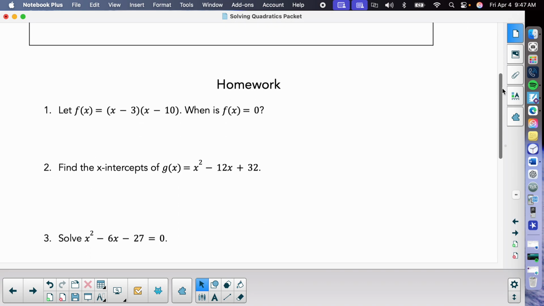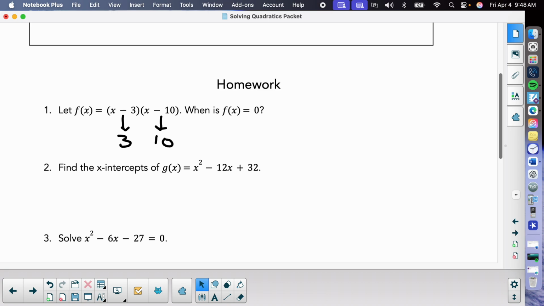Rexon, what'd you get for number 1? We're going over the answers. 3 and 10. Perfect. The first answer is going to be positive 3, the second answer positive 10. Whenever you have factors, like the parentheses, answers will be the opposite. So if you keep that fact in mind, we'll be able to solve quite a few things.